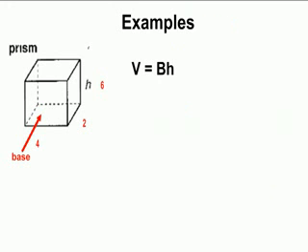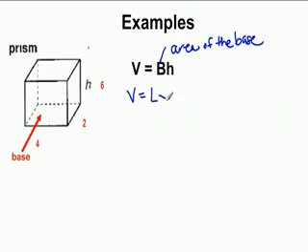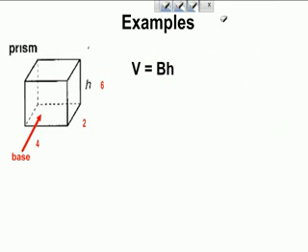Alright, the first example here is a prism, and the volume formula for prism is volume equals B, capital B, which is the area of the base times the height. Remember, you can also do volume equals length times width times height. Now, we're going to go ahead and do volume is BH, just in case you see that, you know what that is.